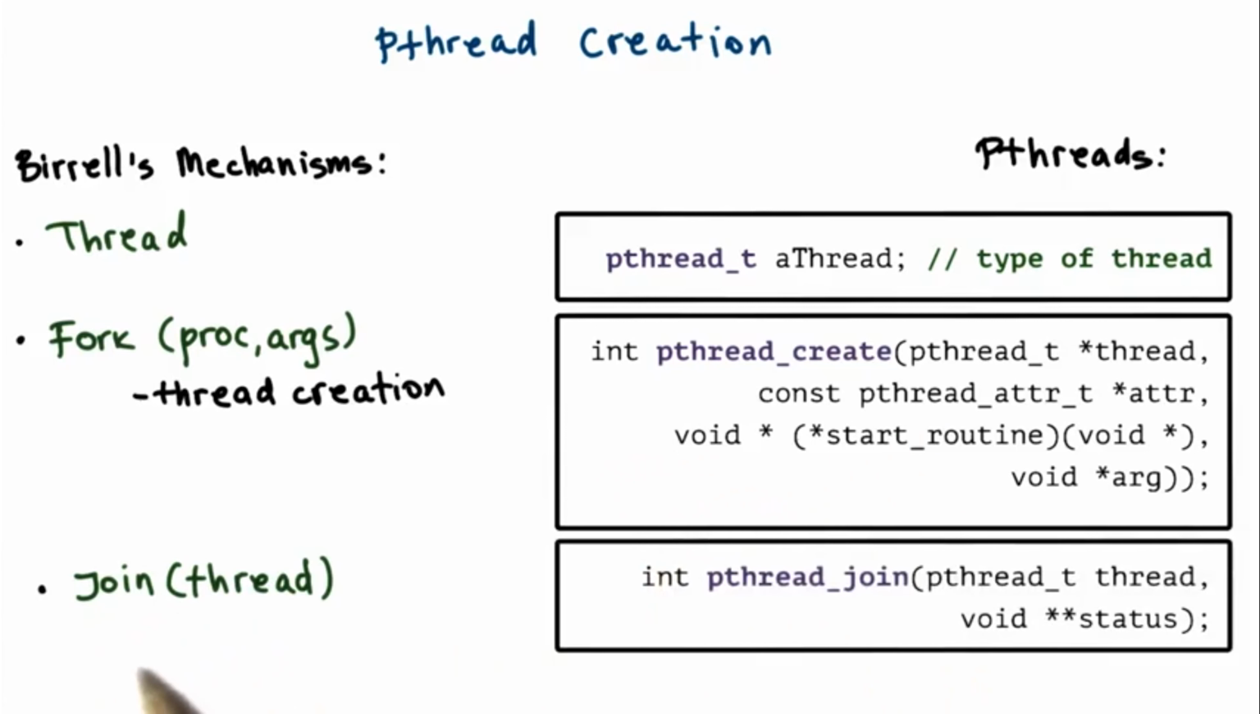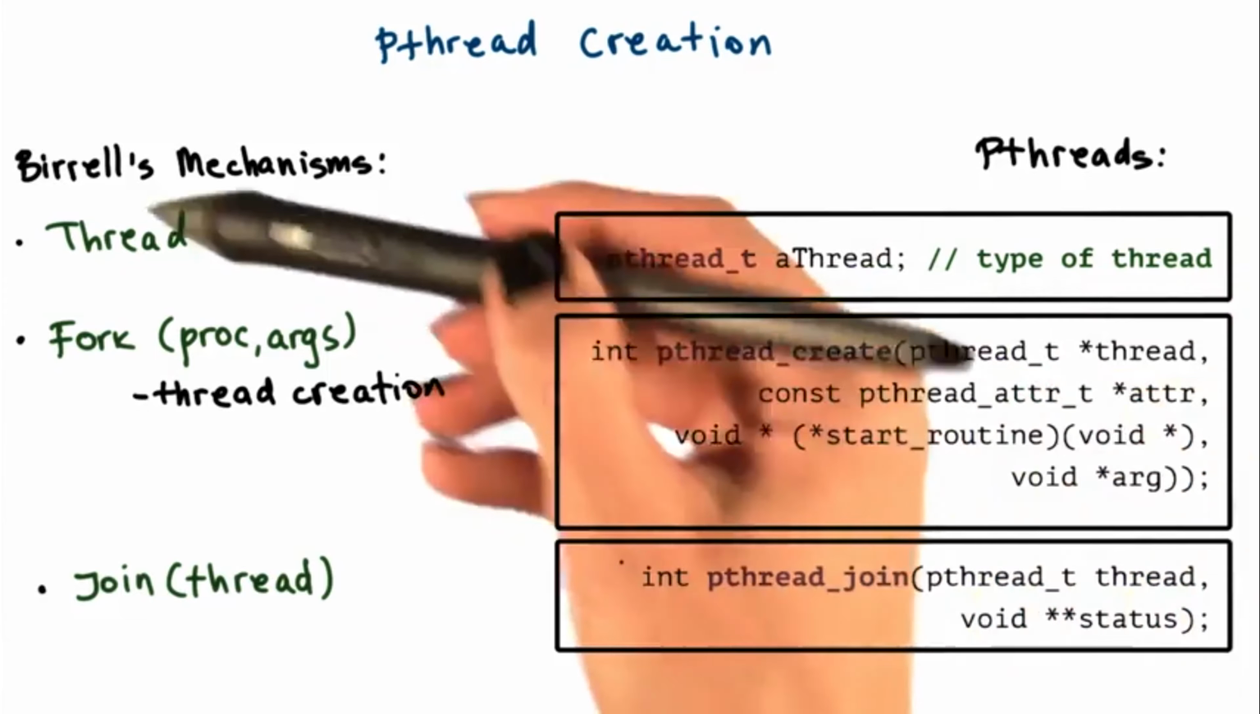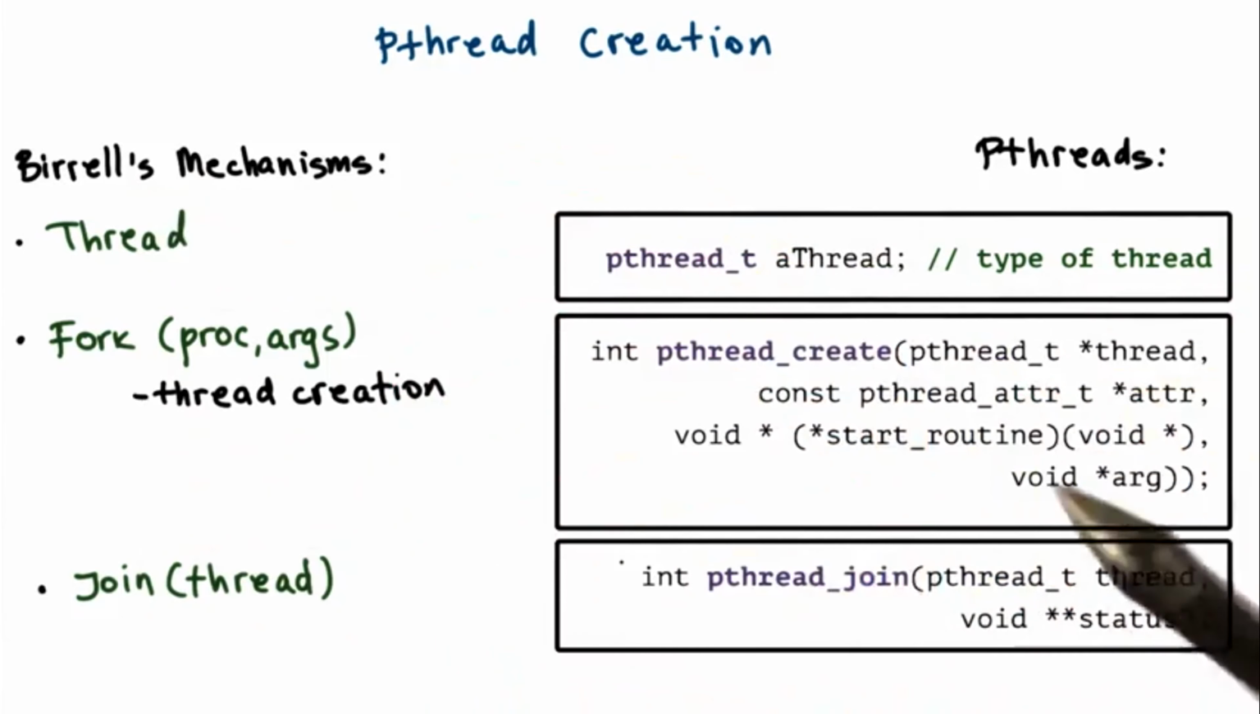Last, the alternative to join is pthread_join. It takes two parameters, the thread structure, that's the thread that needs to be joined, as well as a status variable. The status variable will capture all of the relevant return information, as well as the results that are returned from the thread. The overall operation also returns a status that indicates whether the join was successful or it failed. As you can see, these operations are fairly analogous to the operations that were proposed by Birrell.